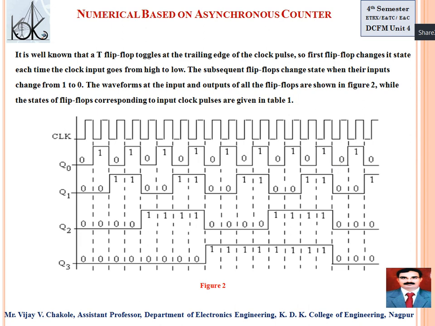The negative edge goes to flip-flop 2. Again it toggles from 1 to 0. The negative edge goes to flip-flop 3. Again it toggles from 1 to 0, and that 1 to 0 negative edge goes to flip-flop 4. Again it toggles from 1 to 0. So your next output is 0, 0, 0, 0, right?